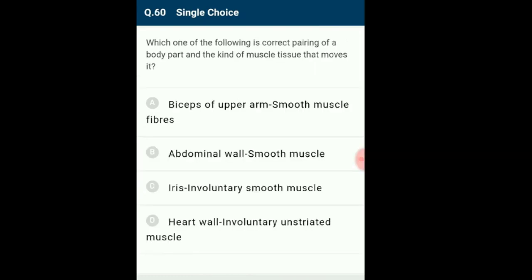Question number 60. Which one of the following is the correct pairing of a body part and the kind of muscle tissue that moves it? Smooth muscles are plain, non-striated, involuntary or unstriped muscles due to the absence of striations. These occur in the walls of hollow internal organs, in the vessels of lymph glands, spleen, etc., in iris and ciliary body of eyes, skin, dermis, penis, and other accessory genitalia, etc. So the answer is option C, iris, involuntary smooth muscle.